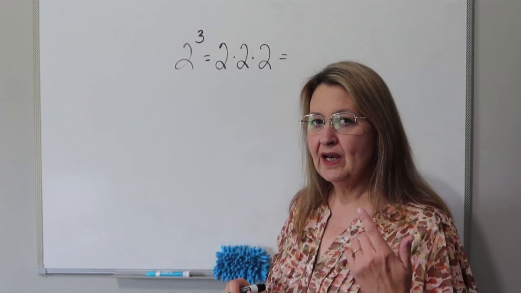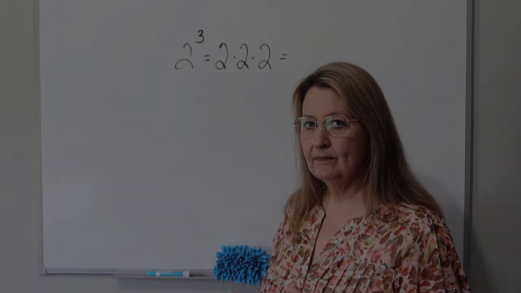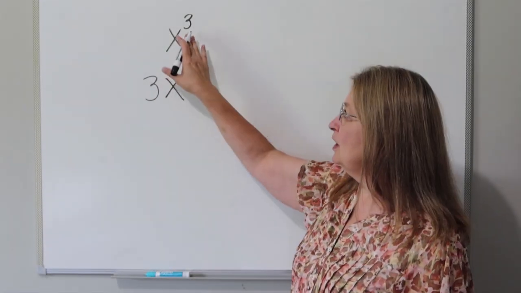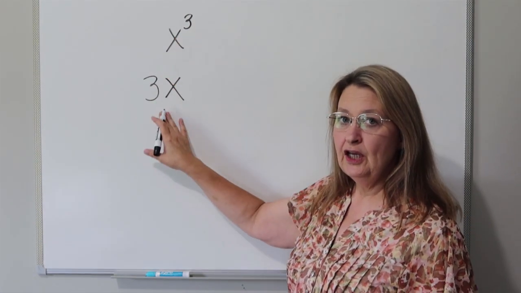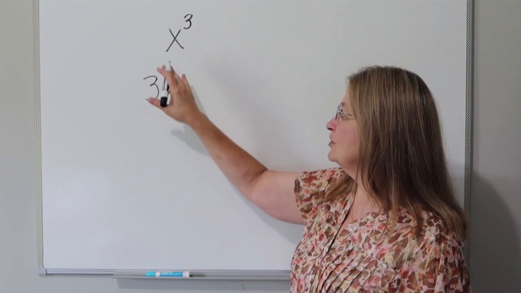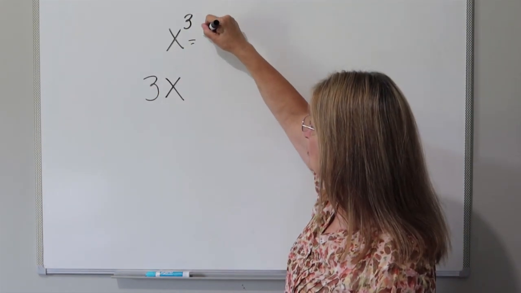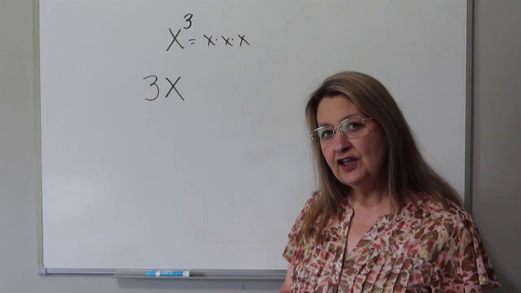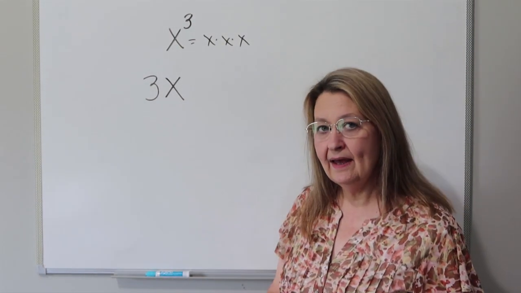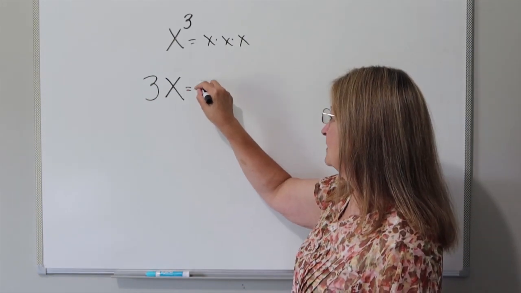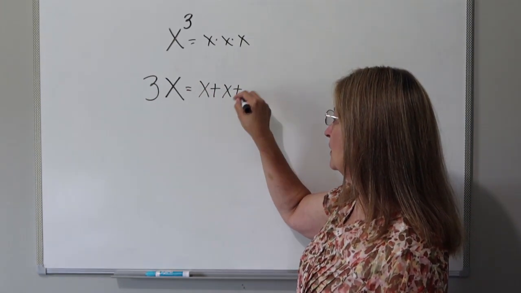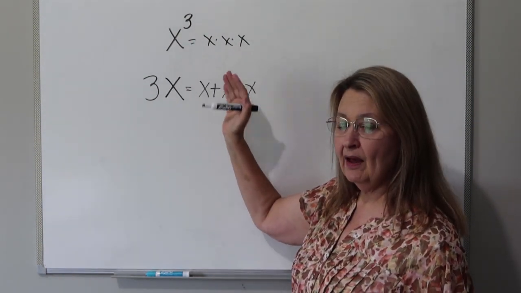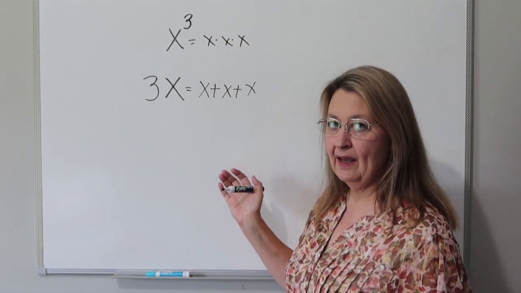Let's look at the difference between an exponent and a coefficient. For these two examples, I've got x to the 3rd and I've got 3x. Here, 3 is my exponent. Here, 3 is my coefficient. Now I just told you that an exponent tells you how many times to multiply that base times itself. A coefficient tells you how many times to add that number with itself. So this would be x plus x plus x. Alright, exponents tell you how many times to multiply, coefficients tell you how many times to add.